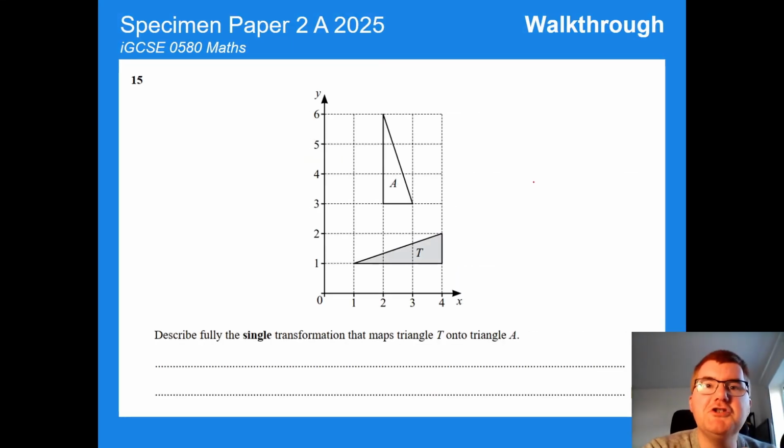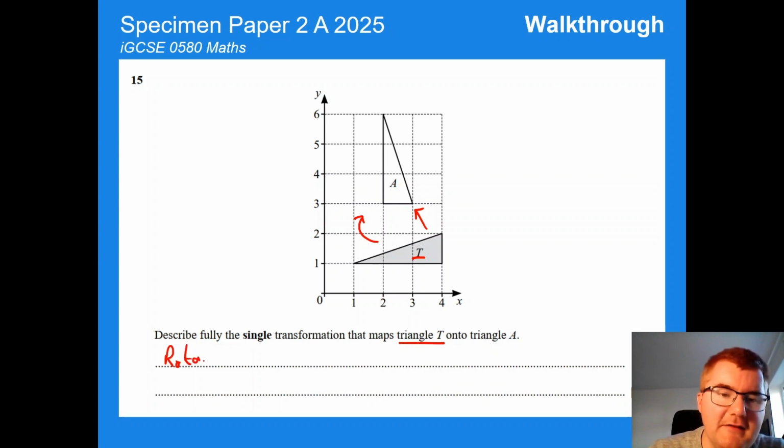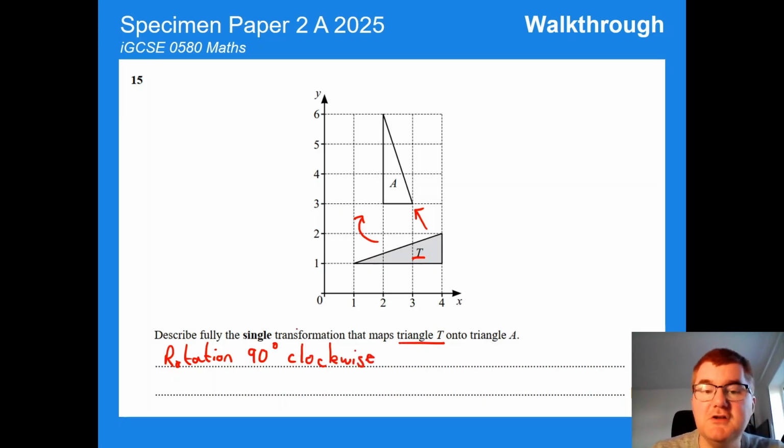Okay, on to question 15 here. We need to describe fully the single transformation, so only in one go, that goes from triangle T here, so going from T then to A. Now, the first thing to notice, there is a rotation going on here. So we can pop that in, rotation. And we've got a 90-degree turn. And we're going clockwise.